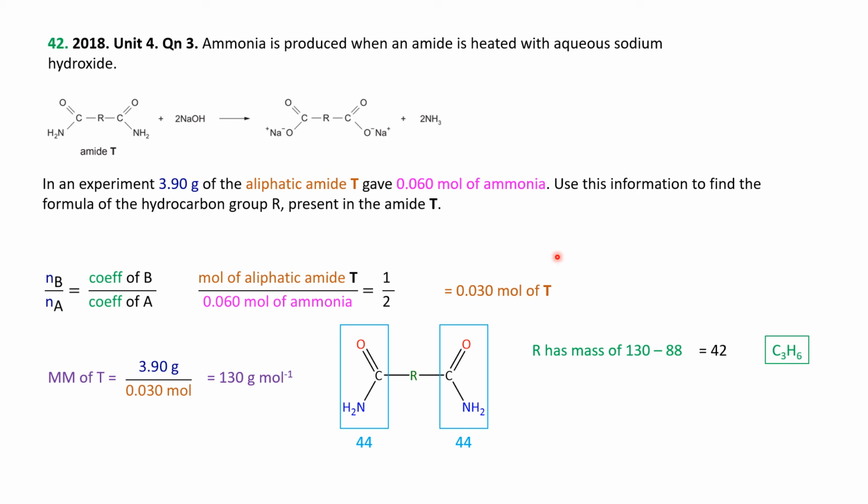Slightly interesting little novel question. The important thing to realize is that this 3.9 grams of T is no use to you because you don't know what T is, at least at the start. So you have to use the ammonia to give you moles of T, at which point the 3.9 grams becomes useful to go with the moles of T to give you the molar mass and hence identify the R group.